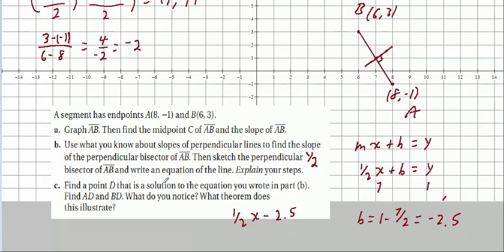We have one part left. We found the midpoint. That was 7, 1. We found the slope. That was minus 2. We found the slope of the perpendicular. That was 1/2. We found the equation of the line. That's 1/2 x minus 2.5. What's left? Now we have to find a point D.